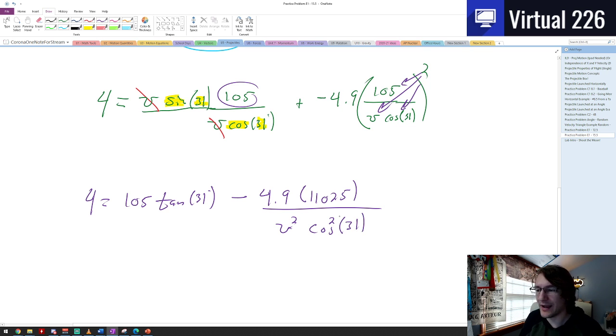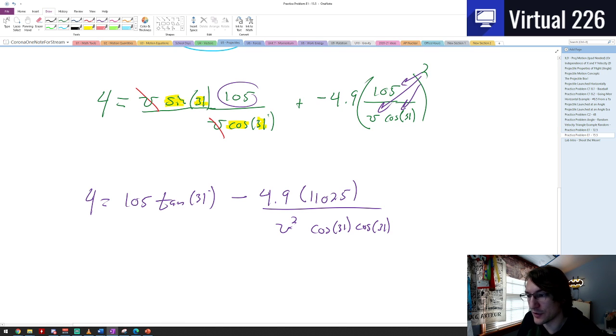And the way I actually like to take care of this is I actually like to think of this as doing the following. Cosine squared of 31, it's like the cosine of 31 times the cosine of 31, right? It's not the cosine of 31 squared, because 31 squared is 961, and if you take the cosine of that, you're still getting a fraction.